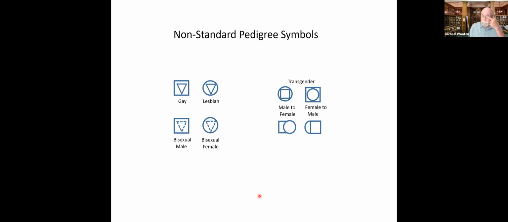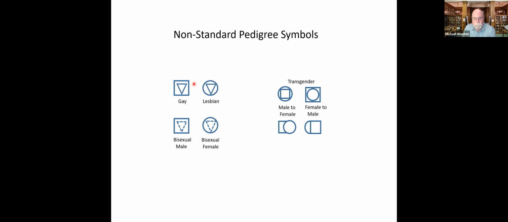One is the non-standard pedigree symbols. As I said, we're not necessarily collecting just simple information about whether it's a dominant trait or recessive trait, and whether there's an affliction. A lot of times with these pedigrees, we're using them for other social pieces of information to help us understand behaviors, understand other things. So what you may see is that there's a sexual orientation notation put in.